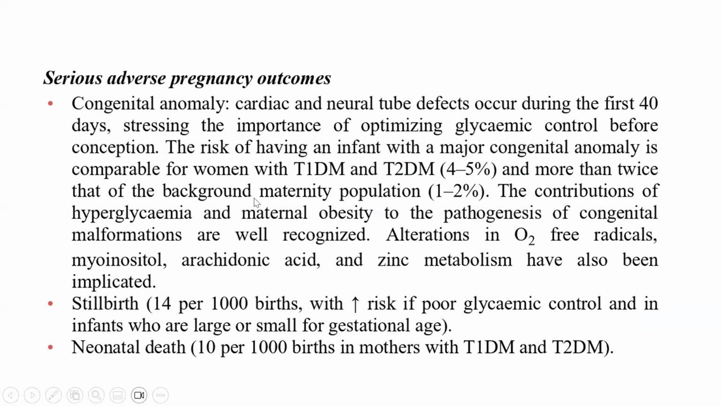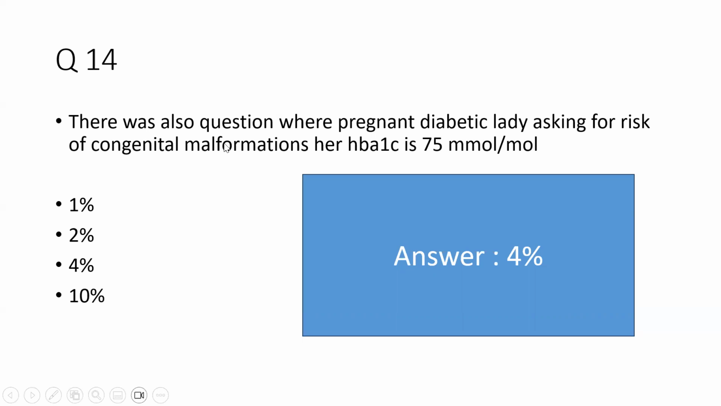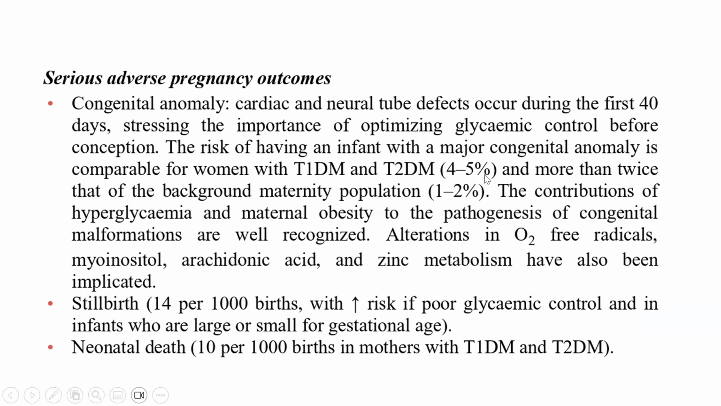Now, looking at the data regarding this, cardiac and neural tube defects occur during the first 40 days, stressing the importance of optimizing glycemic control well before conception. The risk of having an infant with a major congenital abnormality is comparable for both type 1 and type 2. So it doesn't matter whether this lady was type 1 or type 2 diabetes. It is 4 to 5%.